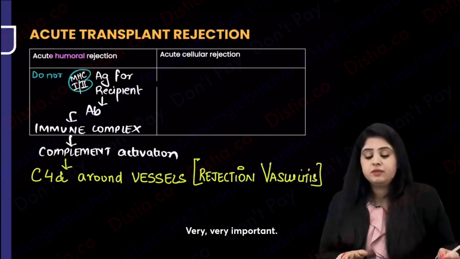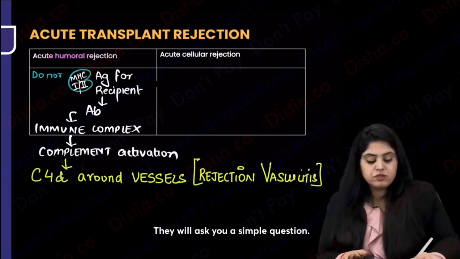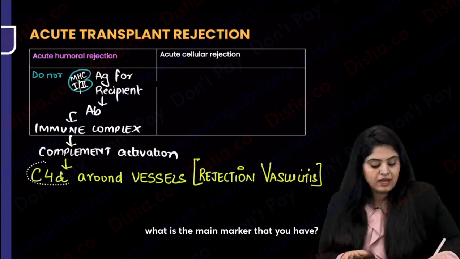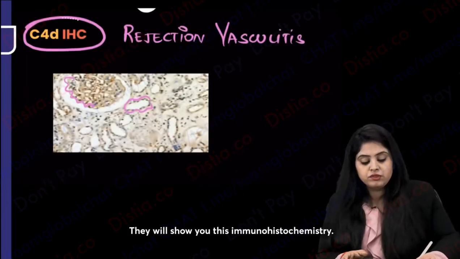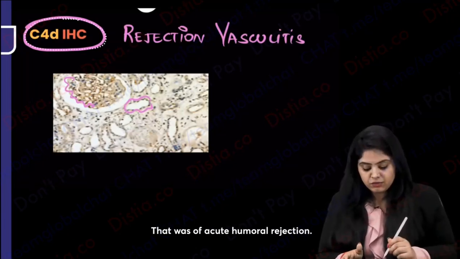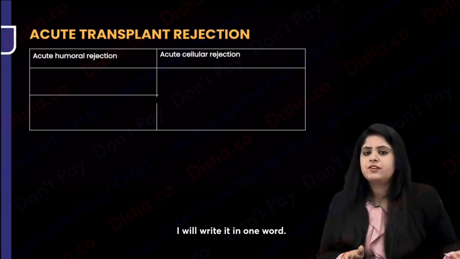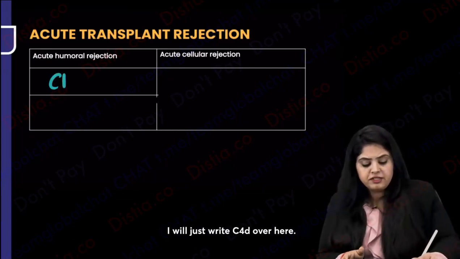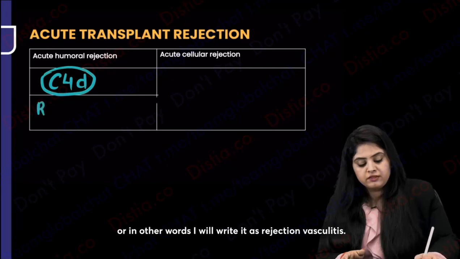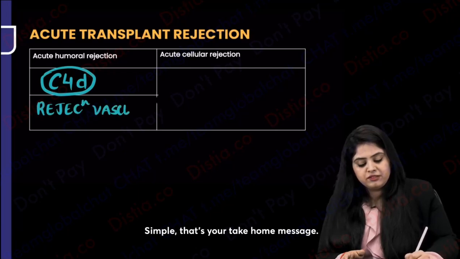Please note, very, very important. They will ask you a simple question for acute humoral rejection. What is the main marker that you have? It is C4D. They will show you this immunohistochemistry. Very, very important. All these brown colors, that was of acute humoral rejection. I'll write it in one word. I will write C4D for acute humoral rejection, or in other words, I will write it as rejection vasculitis. Simple. That's your take-home message.